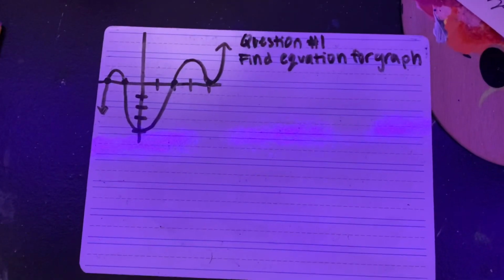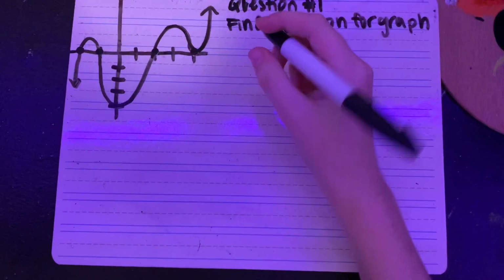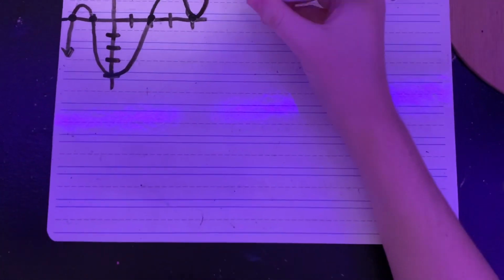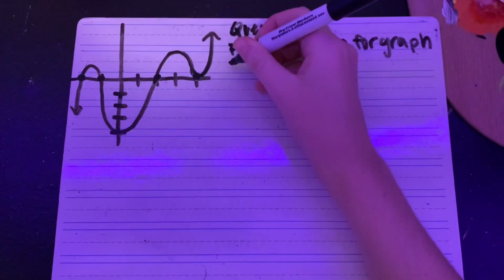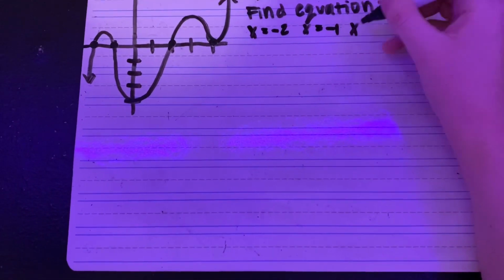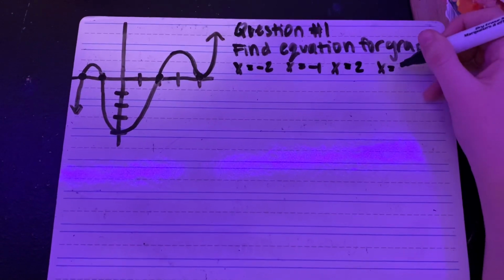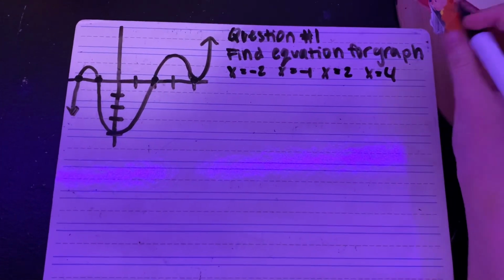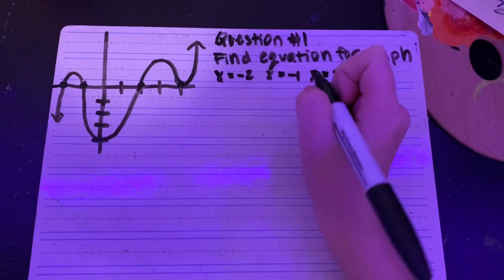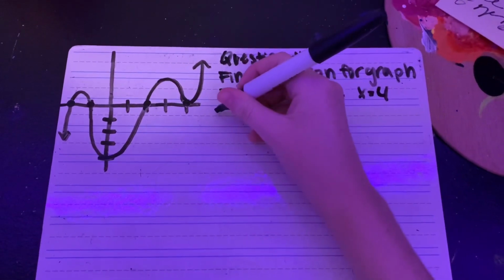So for the first question, I'm given the graph and I have to make an equation for the polynomial. First, to do that, you have to find all the x-intercepts, which is x equals -2, x equals -1, x equals 2, and x equals 4. And those are the zeros and the roots. And then you have to change the sign to make them factors.